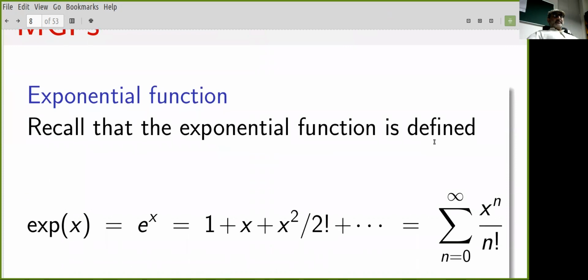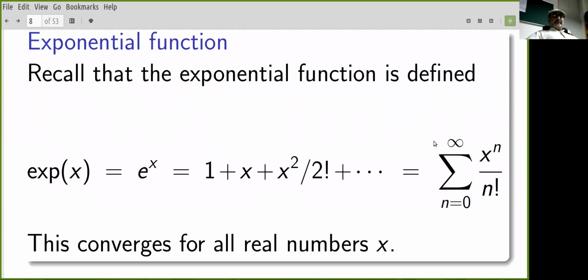Recall that for the exponential function e to the x, its Taylor series about x equals 0 is the infinite series 1 plus x plus x squared over 2 factorial and so on, or the summation from n equals 0 to infinity of x to the n over n factorial. And this converges for all real numbers x.